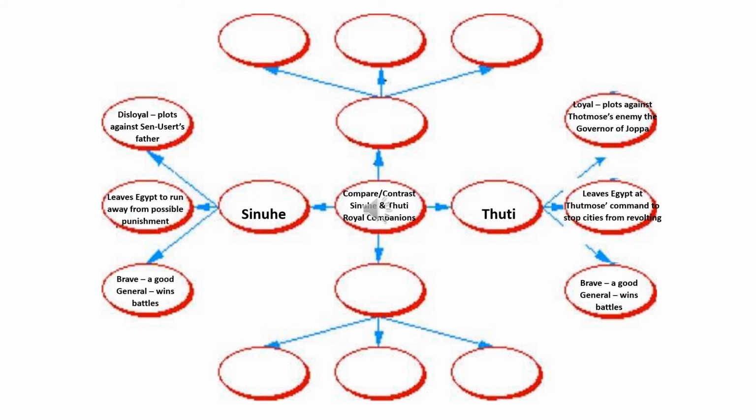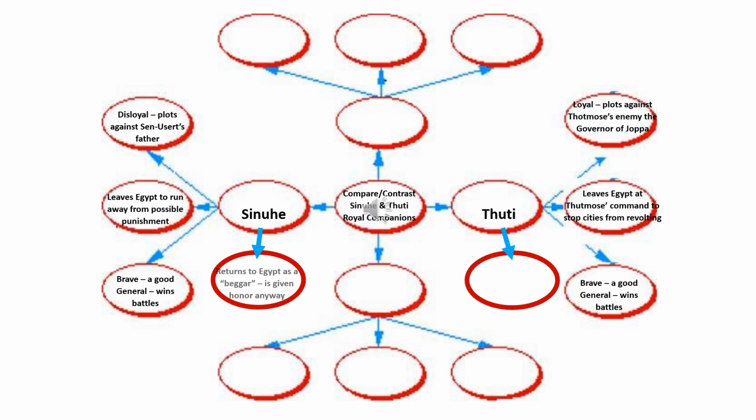And there was one other thing, so I'm going to go ahead and add a couple more circles there. Both of them returned to Egypt. Remember that Sinuhe returned sort of as a beggar. He's an old man. He wants to come back. He wants to die in Egypt. He doesn't want to die in the kingdom of Retinue. Meanwhile, Tuti returned to Egypt as a victorious general, and he's given high honors because of that.